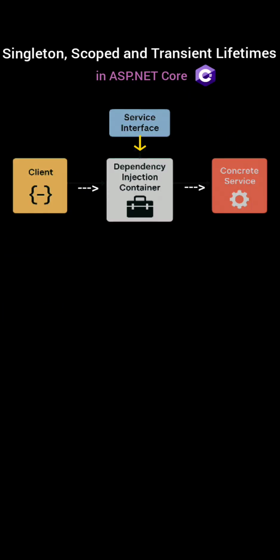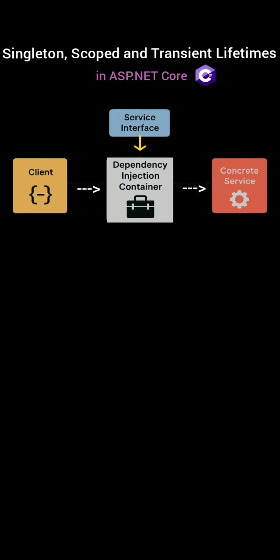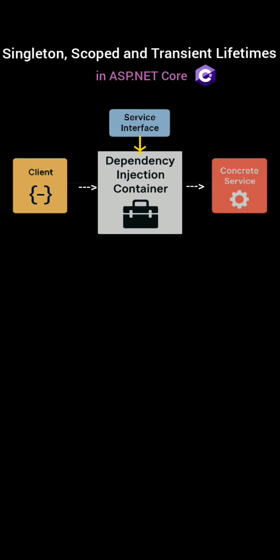In ASP.NET Core, the dependency injection container manages object lifetimes for you. But choosing the wrong lifetime can lead to hidden bugs, memory issues, or unexpected behavior. About the service lifetime.